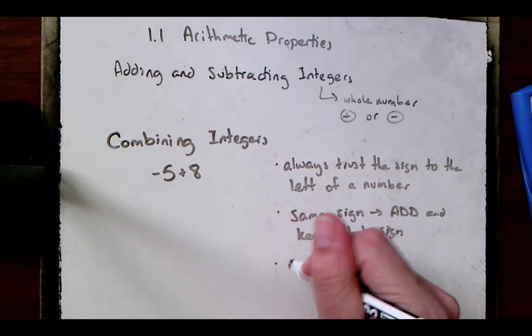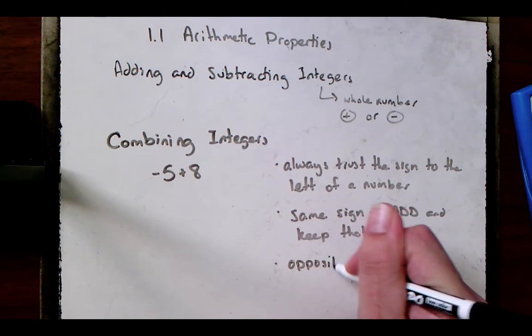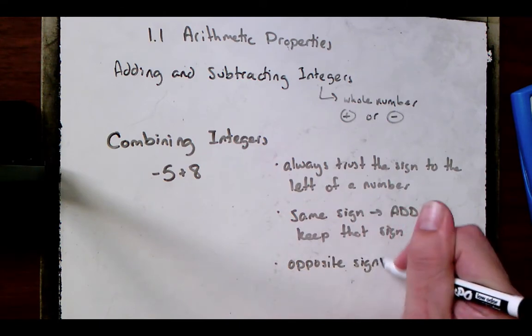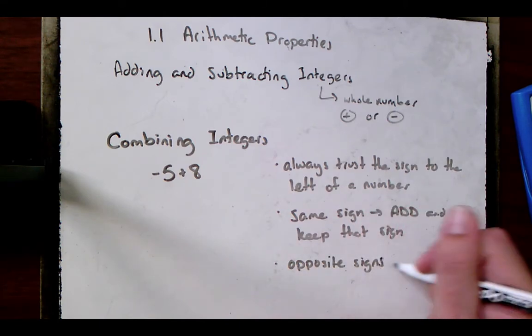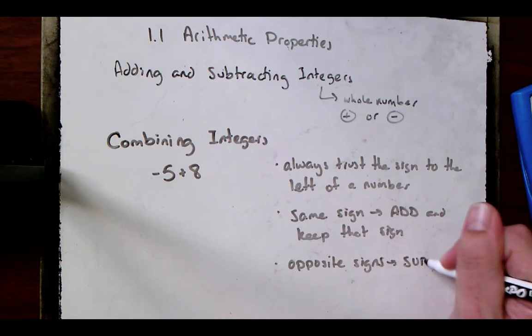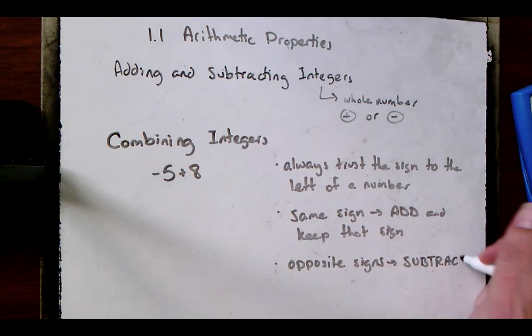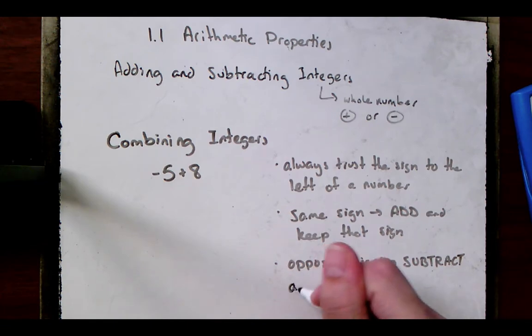Whereas values that have opposite signs, we will subtract and keep the sign of the larger number.